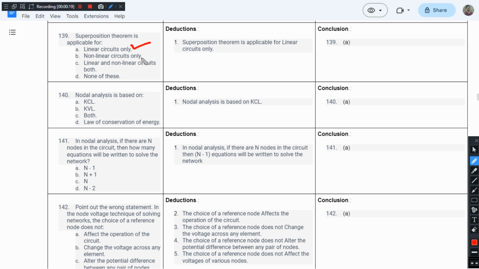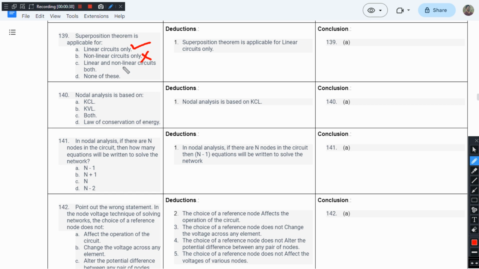And option B says non-linear circuits. No, superposition theorem cannot be applied to non-linear circuits. So non-linear circuits are those in which the VI characteristics is non-linear in the first and third quadrant. So here with the inversion of current direction, the characteristics are going to change. So for non-linear networks, it's very hard to apply the superposition theorem.